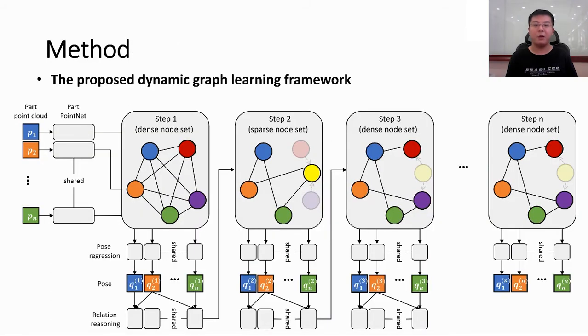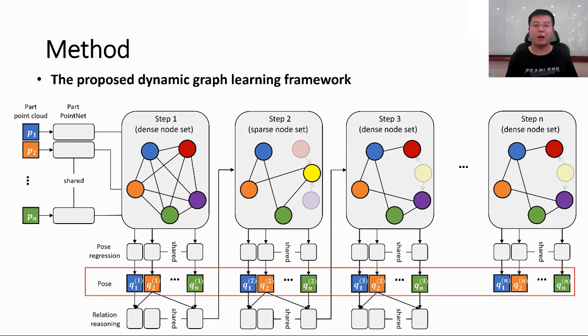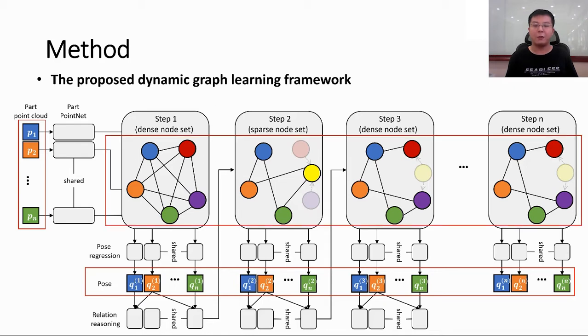In this paper, we propose to use a dynamic graph learning framework that predicts a 6-DoF part pose, including a rigid rotation and translation, for each input part point cloud, while forming a dynamically varying part graph and iteratively reasoning over the part poses and their relations.